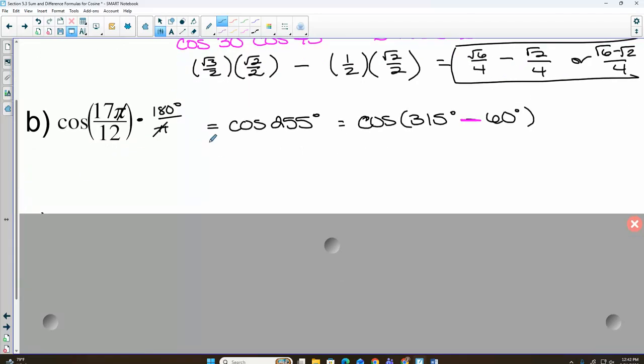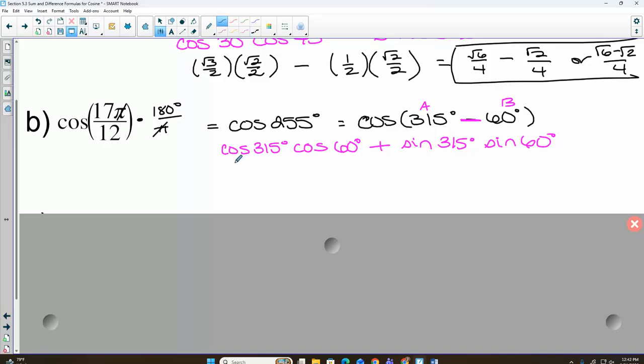Second one. So that formula says cosine of A, what's my A value? 315. Cosine of B. My B is not negative 60. The negative is because I'm using the subtraction formula. So it's just cosine of A, cosine of B, plus sine of A, sine of B. Does everyone understand how I know which of the two formulas to use? And how I know what A and B are? Okay, so now we evaluate.